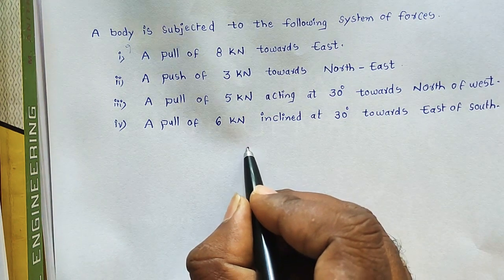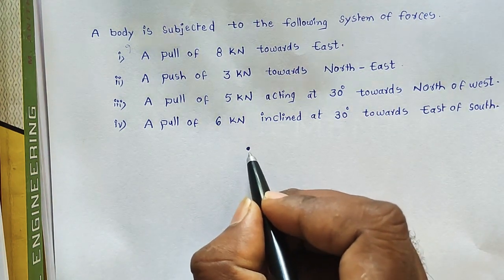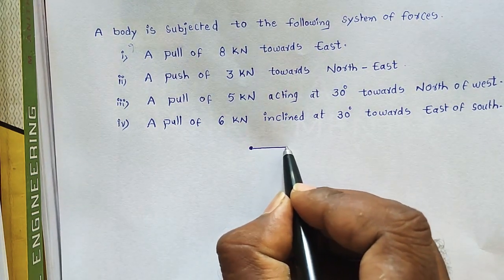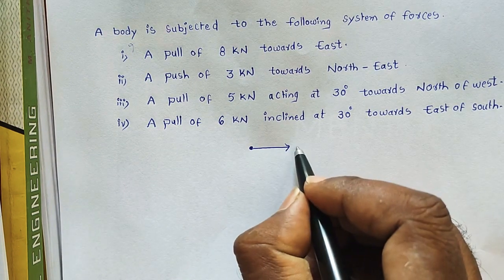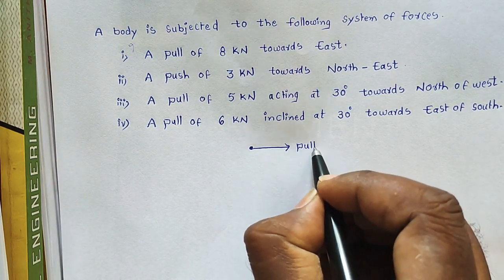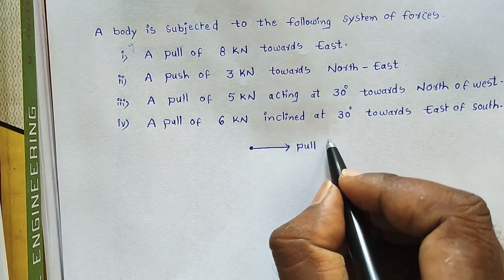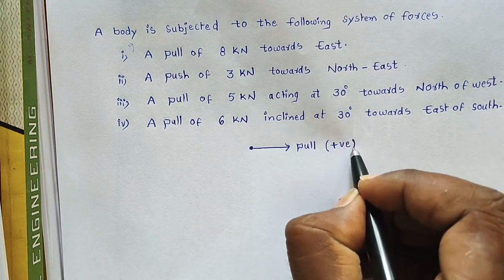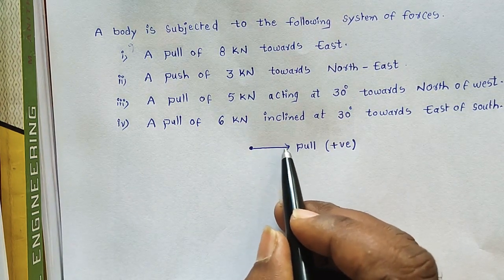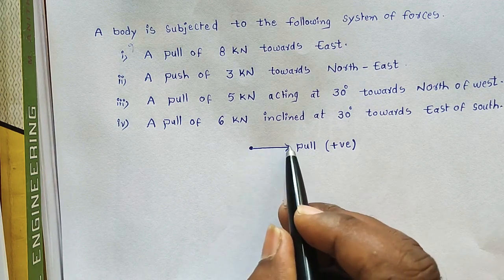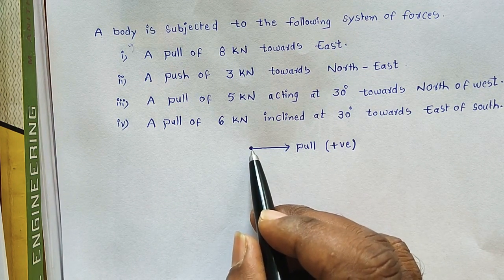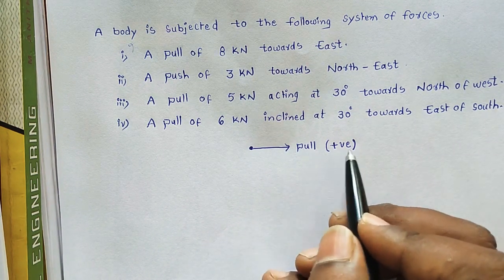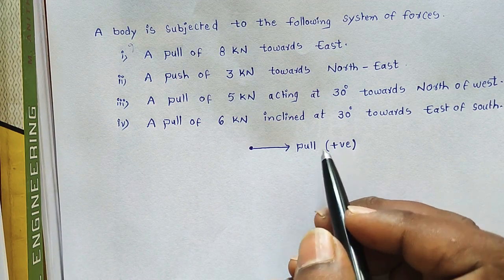So here we are considering a point. When a force acts away from this point, then we are calling this force pull type, and here we are going to consider this pull type of force as positive. So the sense or nature of the force is away from the considered point. So when the force is acting away from this point, it is called pull type of force, and that pull type of force we are considering positive value.